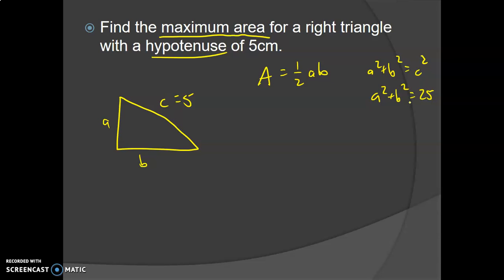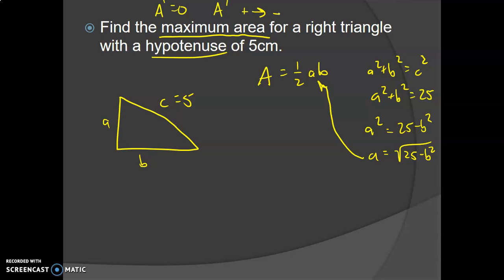5 squared is 25. A squared would be 25 minus b squared, so a would be the square root of that. And then I can plug that in here. Now I have this equation in terms of b, and then I can take the derivative. If I want maximum area, a prime should be 0, and a prime should go from positive to negative.